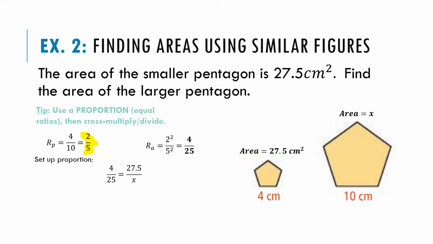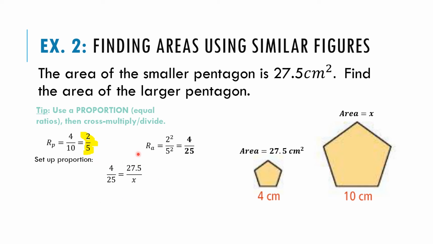And I'm going to make it equal to the smaller portion of the fraction and the larger portion of the fraction. Well, the smaller portion of my area that I know is 27.5, and the larger portion of the area that I happen not to know is x. I'm calling it x here. So I have my smaller to larger numbers in my area ratio that I know, and then my smaller to larger area numbers in my ratio that I don't quite know all of.